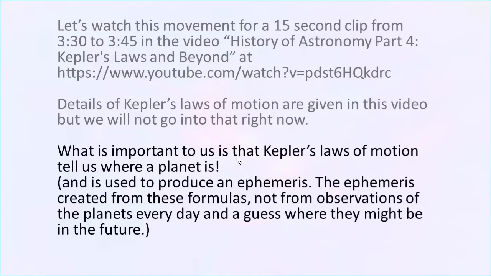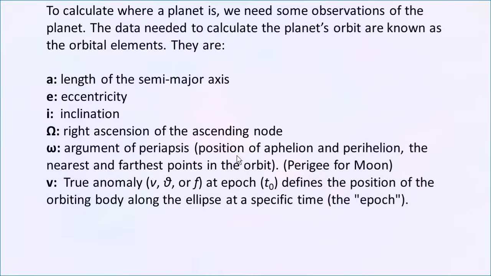An ephemeris is not created by somebody having observed where the planets are every day and guessing where they might be in the future. It's created from the formulas, and the formulas every time match where the planets actually are. As we're going to learn, there's, you might say, two phases to the calculation. Phase number one is to apply Kepler's laws of motion to the planet. And then later we'll learn what phase two is in the calculations, and that's when we get into the mean node versus true node and everything.